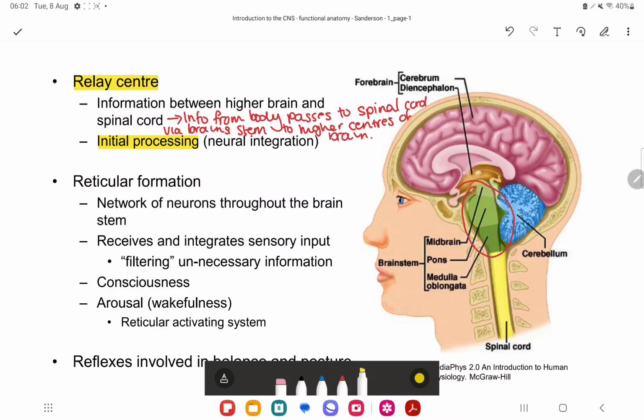So basically, the take home message is that initial processing can happen, and initial processing can also be referred to as neural integration. And neural integration can actually take place because there are synapses. You know, like how synapses are the gaps that link neurons together. So this is where neural integration happens, and where initial processing can happen. So the brain can start to process signals that are going through the brainstem. I hope that makes sense.